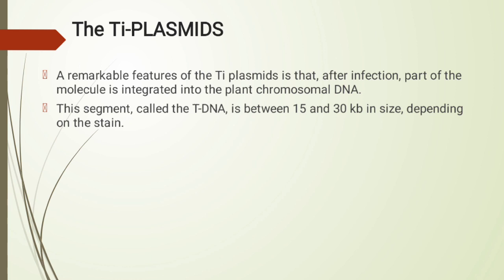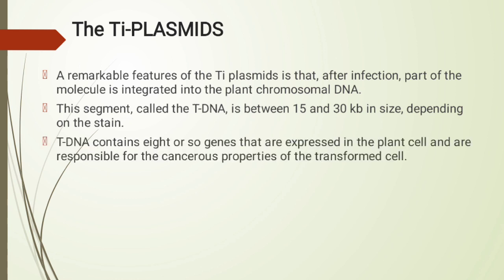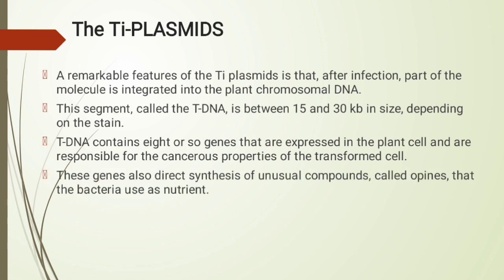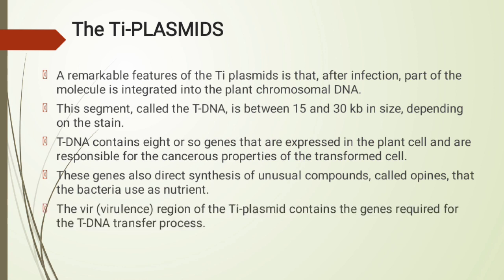This segment, called the tDNA, is between 15 and 30 kb in size, depending on the strain. The tDNA contains 8 or so genes that are expressed in the plant cell and are responsible for the cancerous properties of the transformed cell. These genes also direct synthesis of unusual compounds called opines that the bacteria use as nutrient.